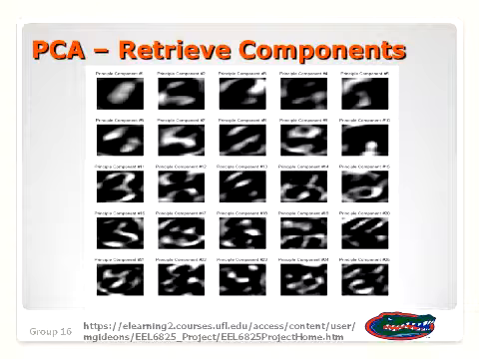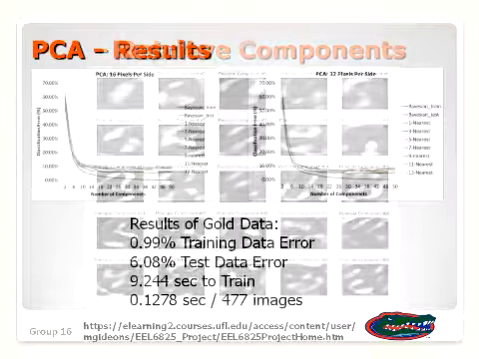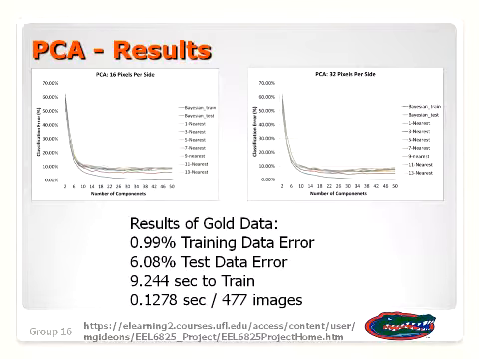Once projections of all of our data are achieved, we can perform k-nearest classification or Gaussian modeling with Bayesian classification on all of our data. These charts show the results when 80% of our data is used as training data. As you can see, the Bayesian classification with Gaussian modeling outperforms the k-nearest. When our gold data was run, we ended up with a 99% data error and a 6.08% test data error when Bayesian classification was used.